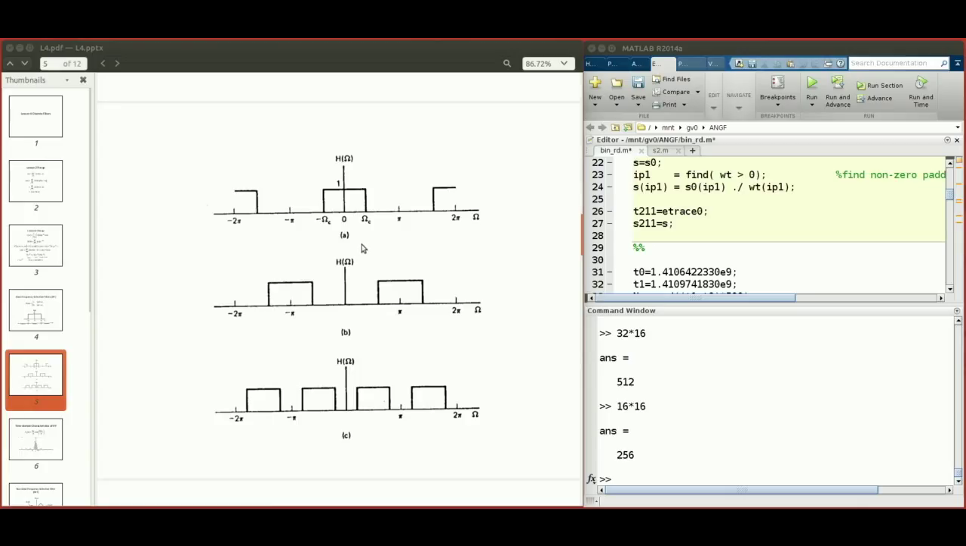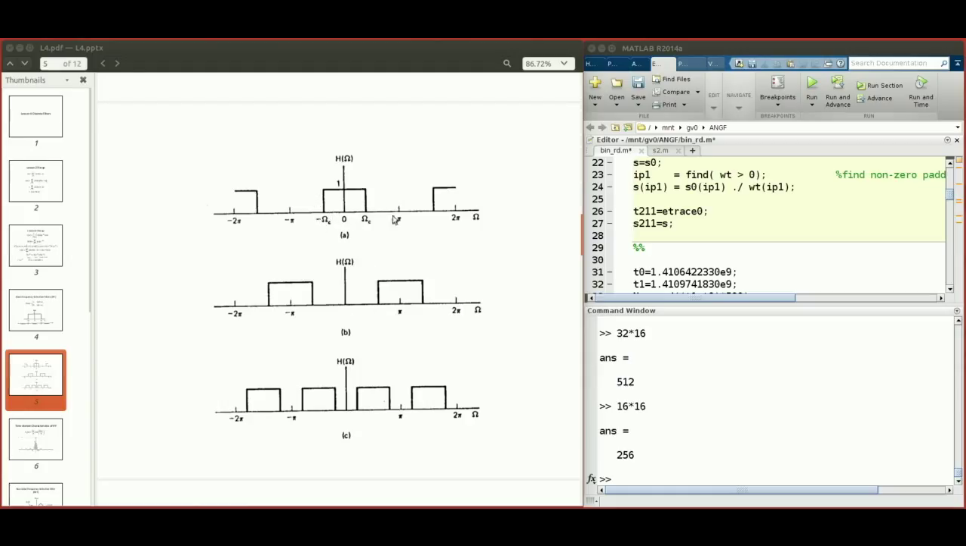We studied shifting in the time domain. Shifting in the time domain is equivalent to multiplying by a complex exponential in the frequency domain, with the phase of that complex exponential given by the amount of the shift. The same is true for shifting in the frequency domain.